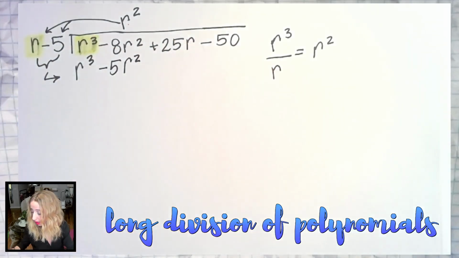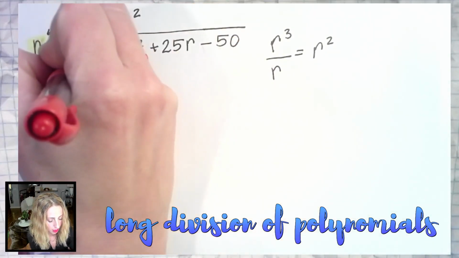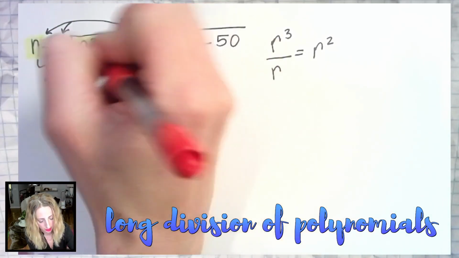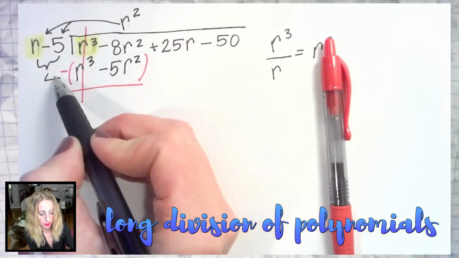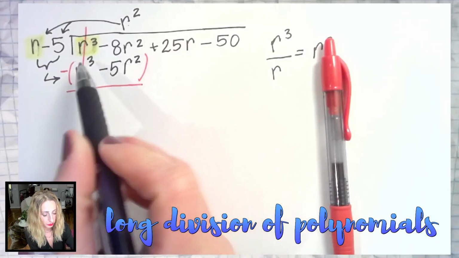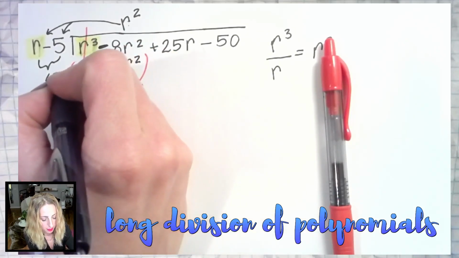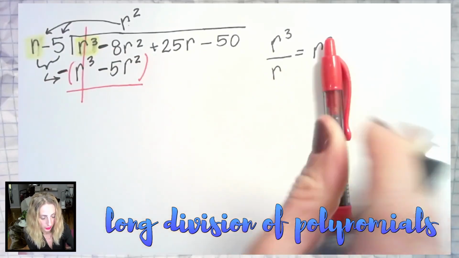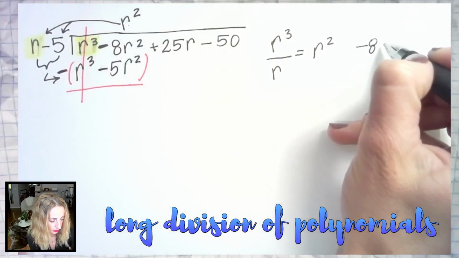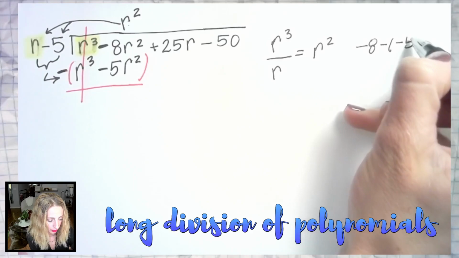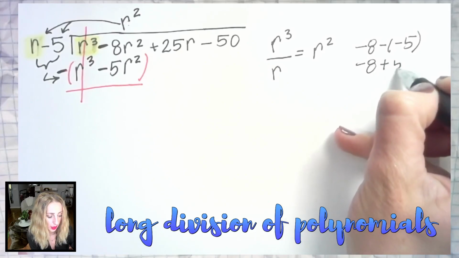What is the phrase that pays? Parentheses, minus sign, underline, cancel. R cubed minus the quantity r cubed, gone. Now here, negative 8r squared minus the negative 5r squared. Maybe some of you need to see this on the side. Negative 8 minus negative 5. That is the same as negative 8 plus 5.